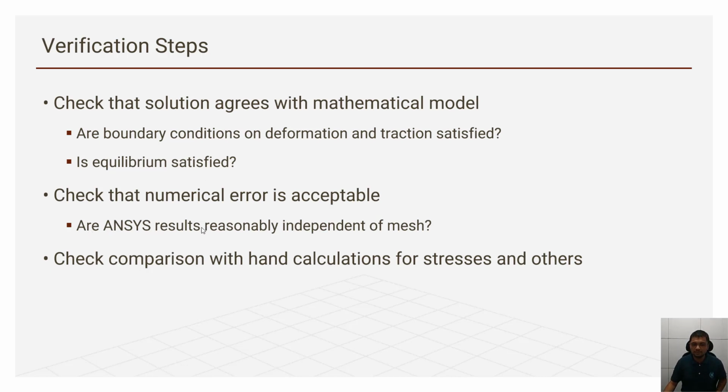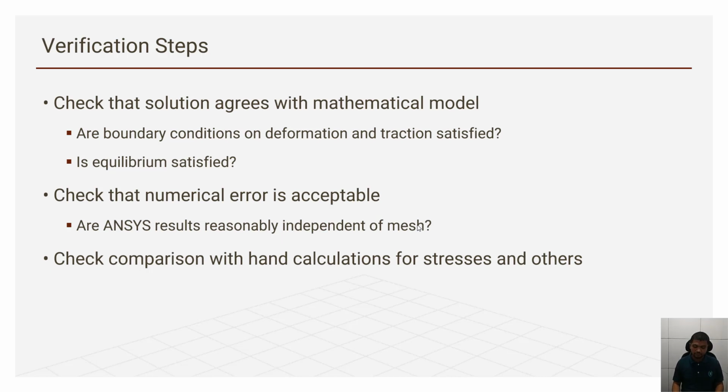So are the ANSYS results reasonably independent of mesh? Currently we have given one element across one step of the bar. You can give 2 or 3 and verify by yourself that the results are not changing by giving extra meshing. And the last and very important part, check the comparison with the hand calculation for stresses and other parts. So that we are going to do in this session.